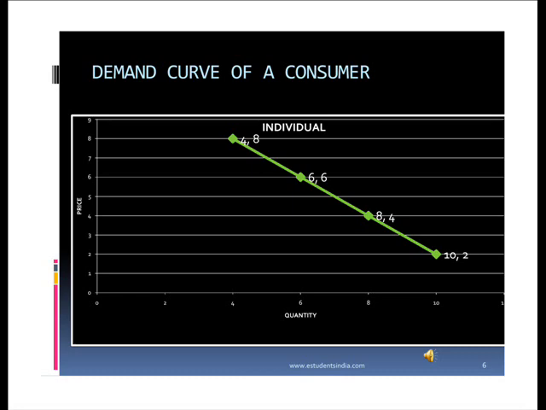Look at the graph. Quantity along the x-axis, price along the y-axis. When the price is 8, quantity demanded is 4. When the price is 6, quantity demanded is 6. When the price is 4, quantity demanded is 8. When the price is 2, the quantity demanded is 10. And this curve is called the demand curve. Demand curve of a consumer.